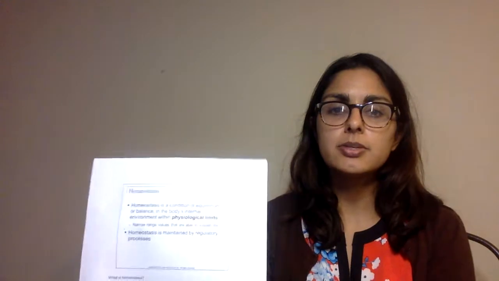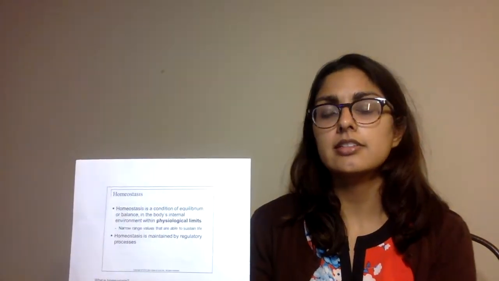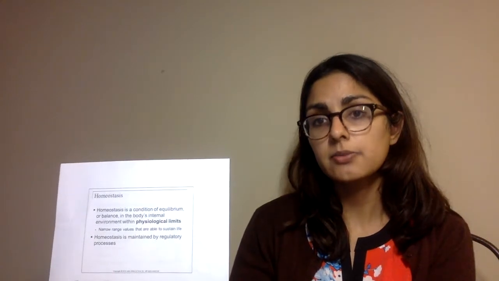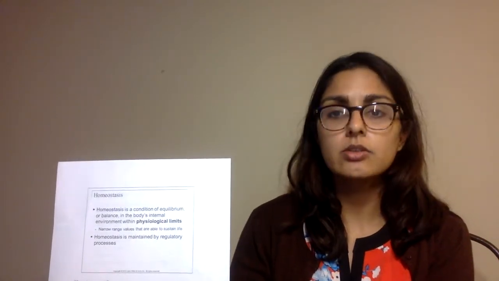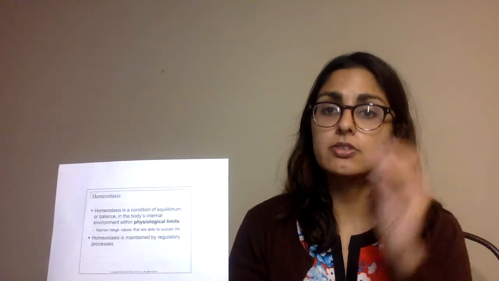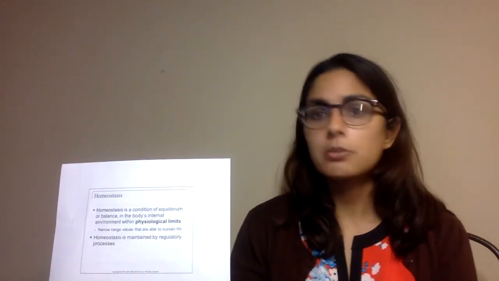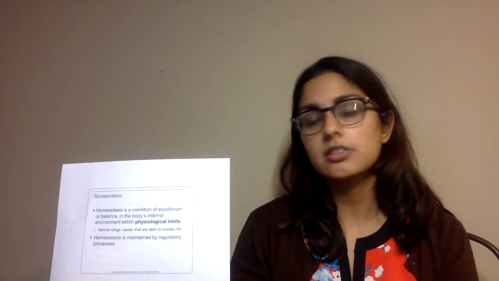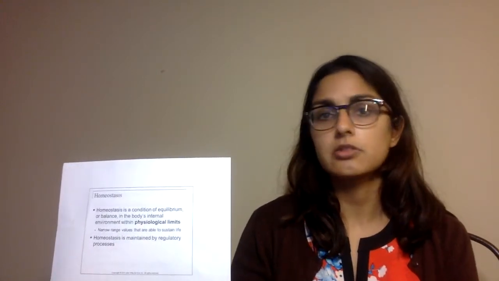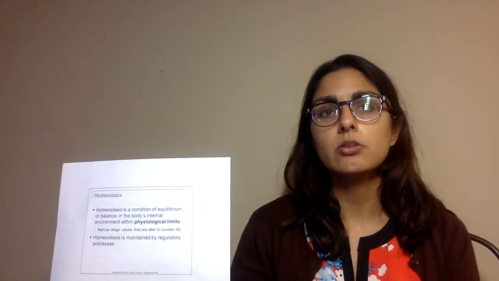What is homeostasis? Well, first of all, homeostasis is used in biology and chemistry quite frequently, and it's basically referring to a condition of equilibrium or balance that exists in a body's internal environment. And this balance or equilibrium exists within a normal physiological range, meaning that our blood pressure, our temperature, our pH in the stomach, our blood glucose levels, they all exist within a normal range.